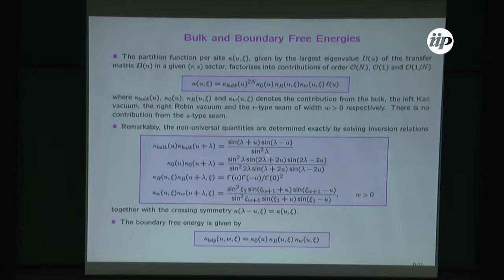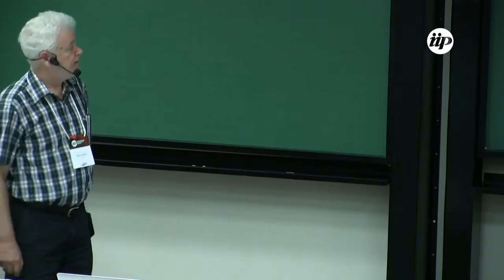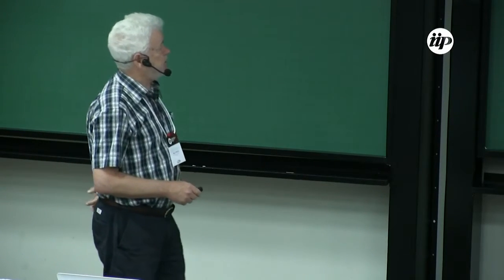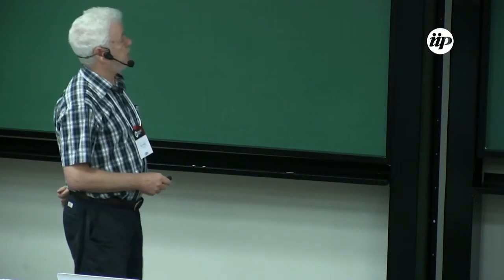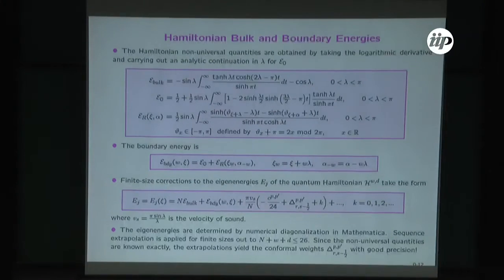So the bulk is just the standard one. It's the same that you would have for Kac boundary conditions because it's, of course, independent of the boundary conditions. But these are somewhat new, and the boundary has several contributions from the left Kac, the right Raban vacuum, and then the W seam. So we have to calculate those separately. There are standard tricks using Fourier transforms to solve those inversion relations, and this is what comes out.